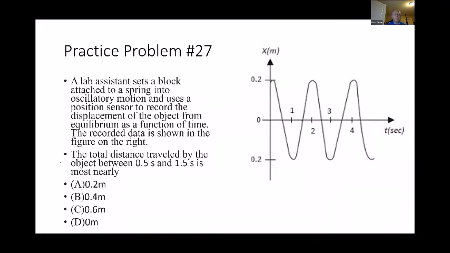Here's 27. Again, same setup. This time we want to know the distance traveled by the object from 0.5 seconds, which would be here, to 1.5 seconds, which would be here. So notice on the way down, this thing starts at position 0, ends up at position negative 0.2. But the distance it travels is 0.2. And then on the way back up, it goes another 0.2. So we're talking about distance here, not displacement. So direction doesn't matter. We go 0.2 down, 0.2 up for a total distance of 0.4 meters.